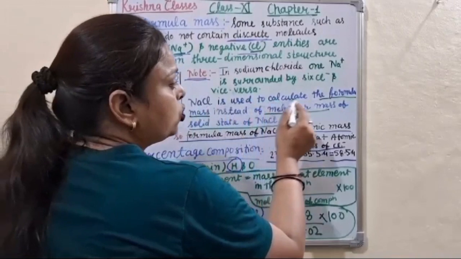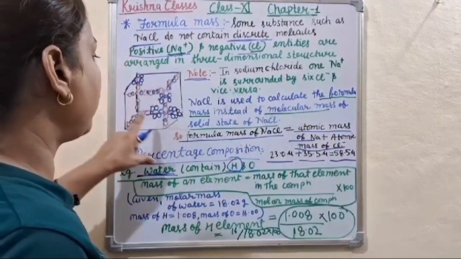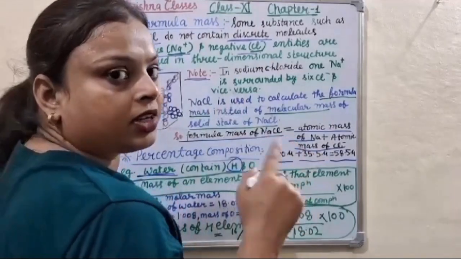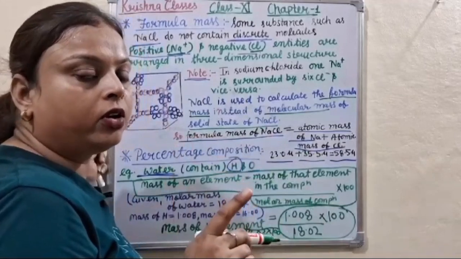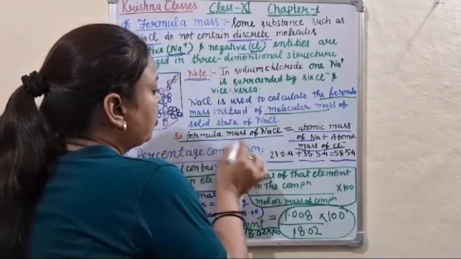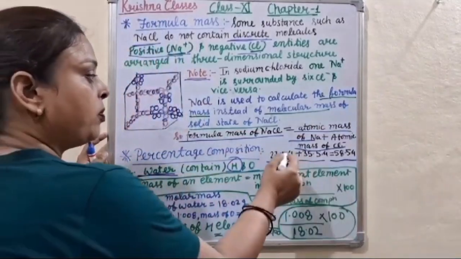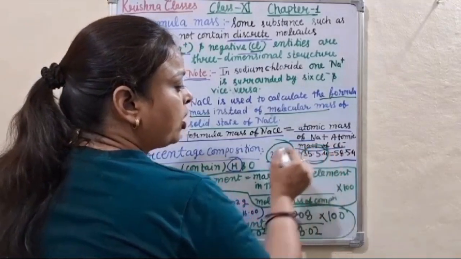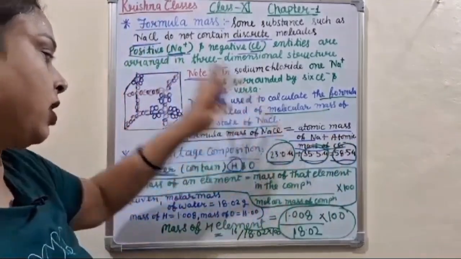So for NaCl we calculate the formula mass instead of molecular mass, because it has a 3-dimensional structure and does not contain discrete molecules. What is the molecular mass? You can watch my previous video, where I described in detail what the molecular mass is. So the formula mass of NaCl is equal to atomic mass of Na+ plus atomic mass of Cl-. Atomic mass of Na is 23.0 u and atomic mass of Cl- is 35.5 u. The result is 58.5 u. This is the formula mass of NaCl.